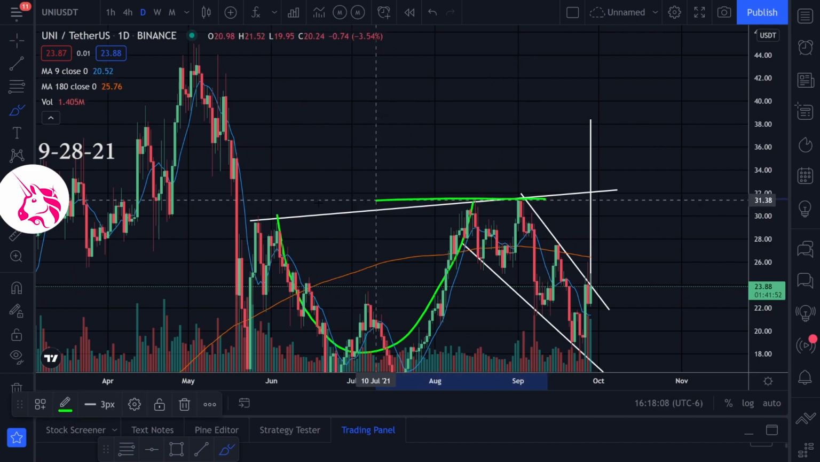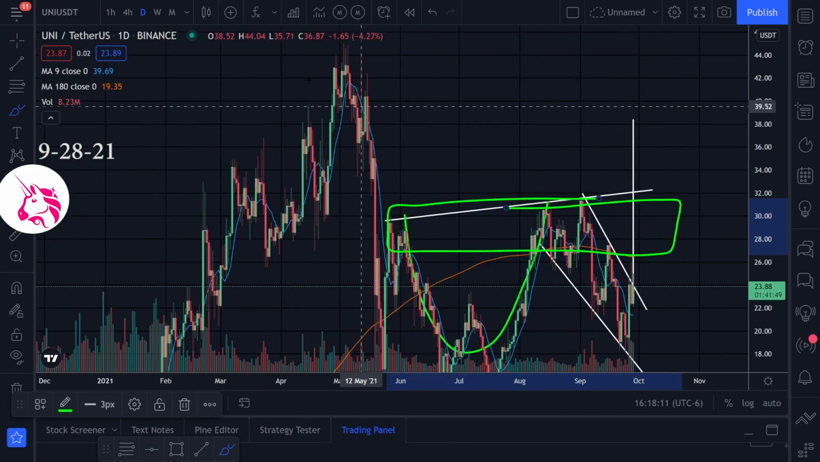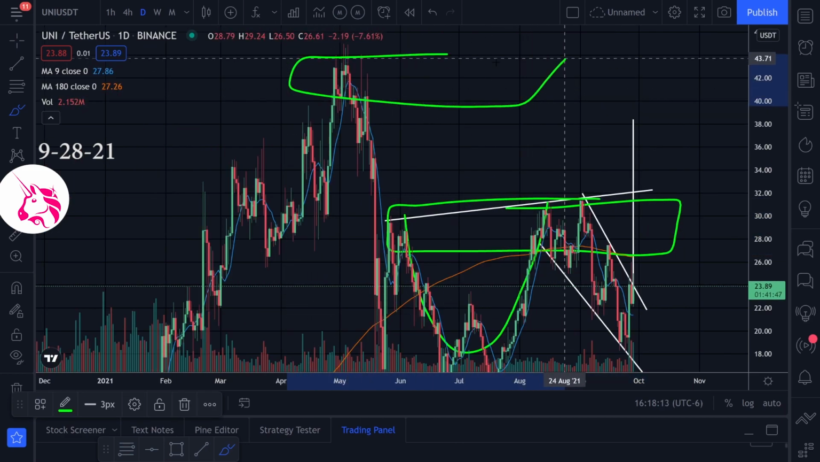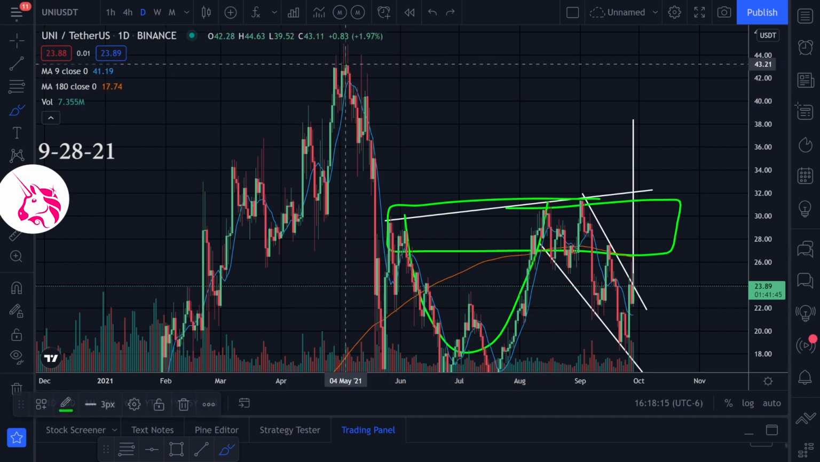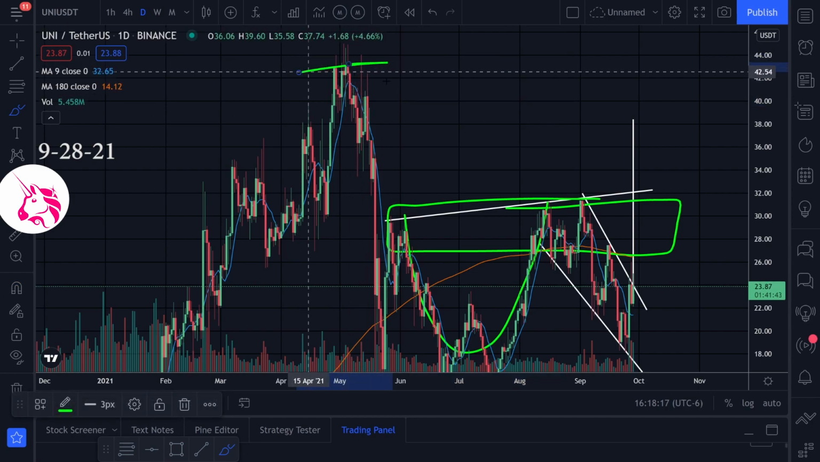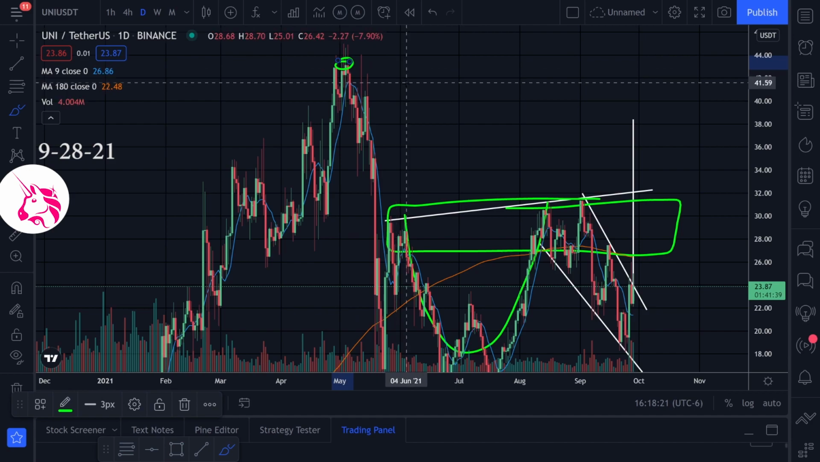In general, I think if we could break this area right here, I'll be targeting this area up here, and the top is around 43.21. The top of the body on the daily time frame, that is.